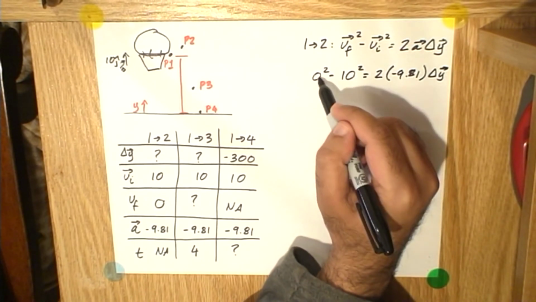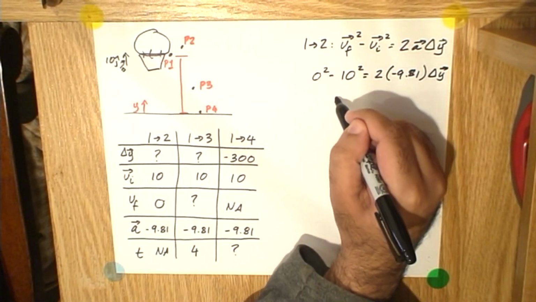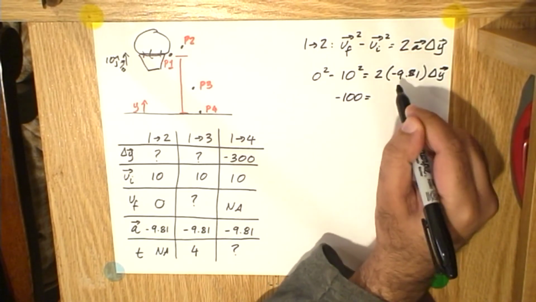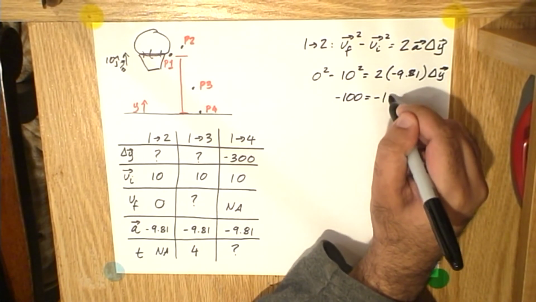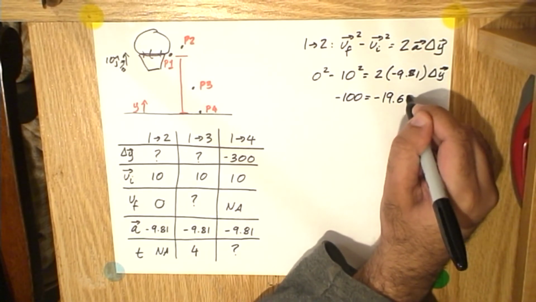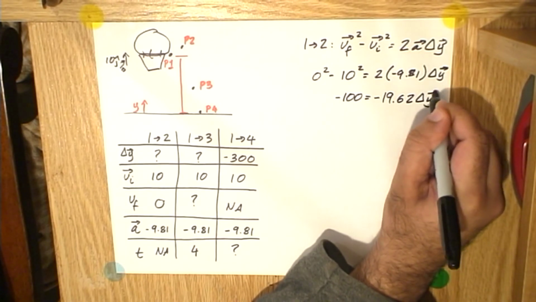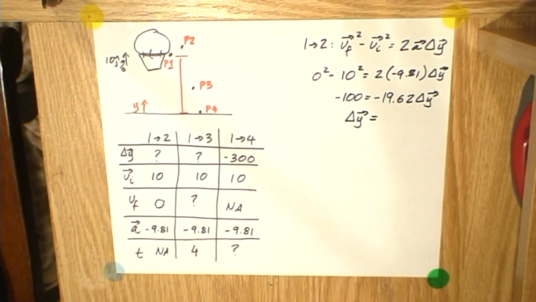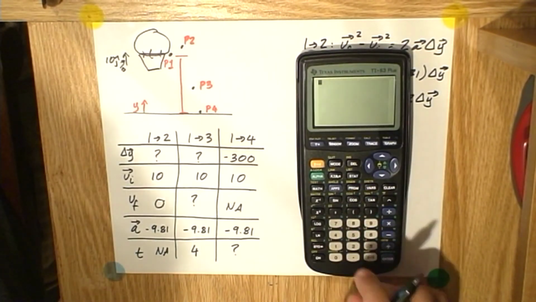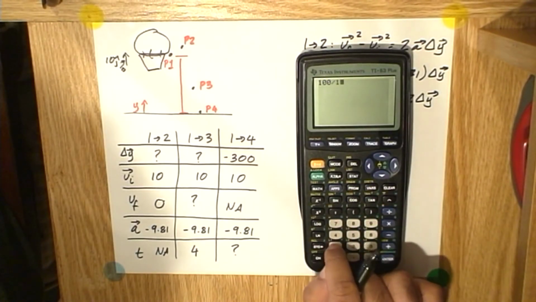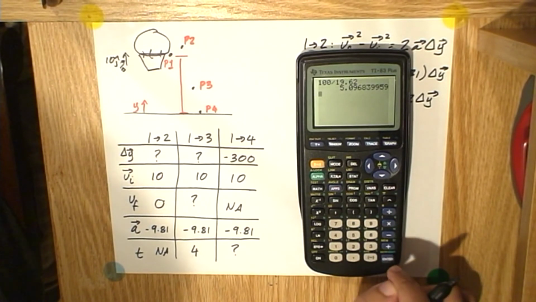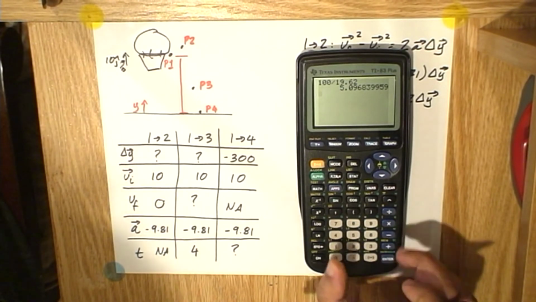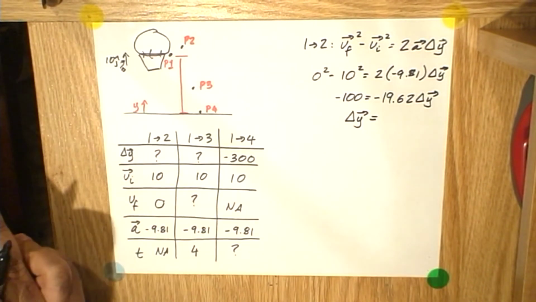Okay, so 0 squared minus 10 squared would give us negative 100, is equal to 2 times negative 9.81, which is negative 19.62, times delta y. So delta y is equal to 100 divided by 19.62, which is 5.09, or very close to 5.1.